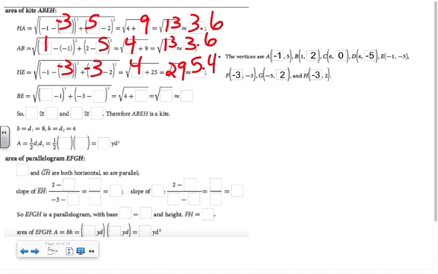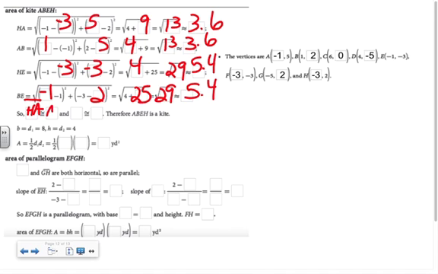The length of BE now we find to be negative 1 minus 1 quantity squared plus negative 3 minus 2 quantity squared. You see they have the first quantity already written in the radical because that negative 1 minus 1 is negative 2, quantity squared is 4. Negative 3 minus 2 is negative 5, squared is 25. So that's square root of 29, which is also approximately 5.4.